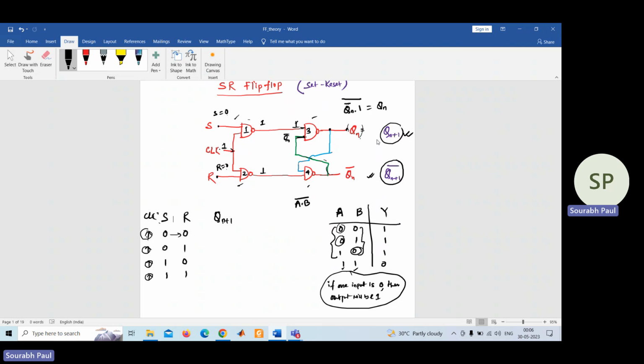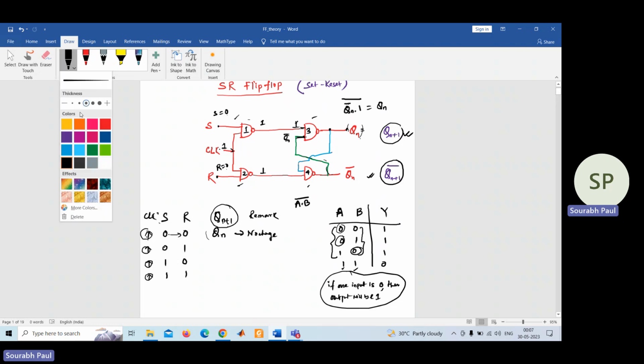So what does it mean? If you have applied 0, 0, then you are getting the same thing only. It means no change. You can write some remark. Whatever Qn previous output is there, that only you are getting in Qn plus 1. So in an SR flip-flop, if you put S equal to 0, R equal to 0, then the next output will be exactly the same as the previous output. Now come to the next condition.